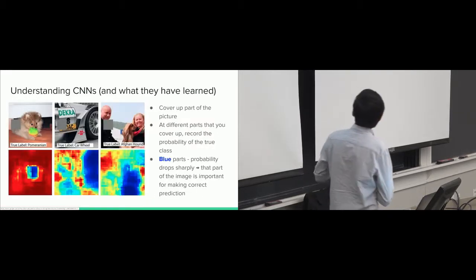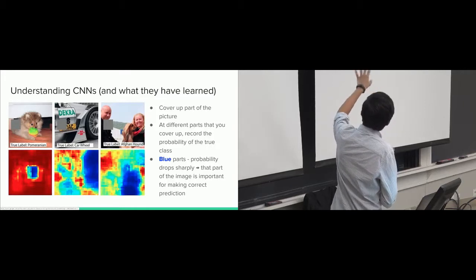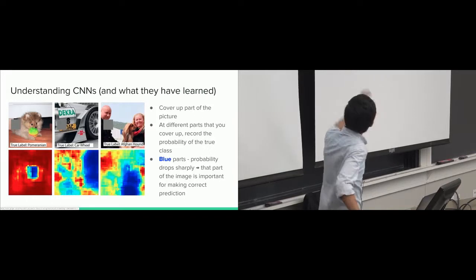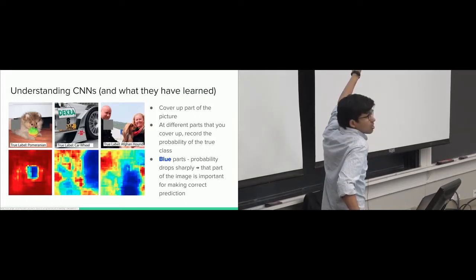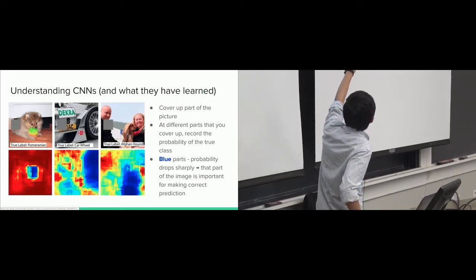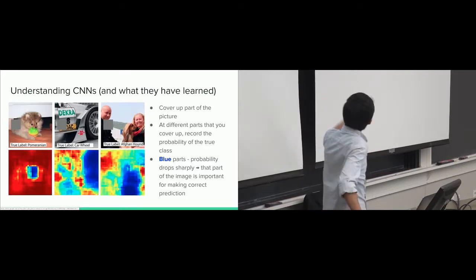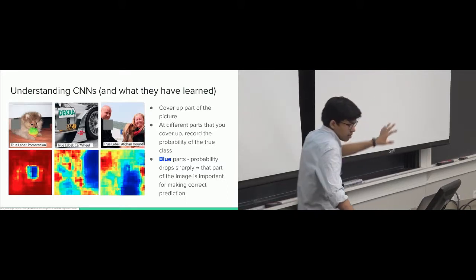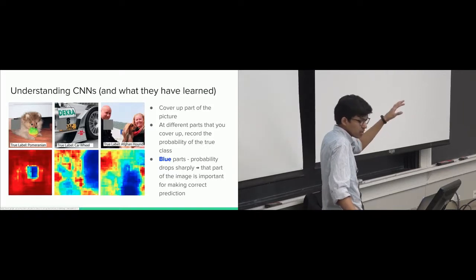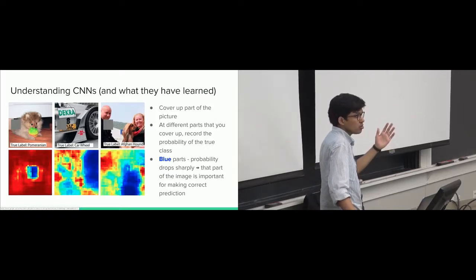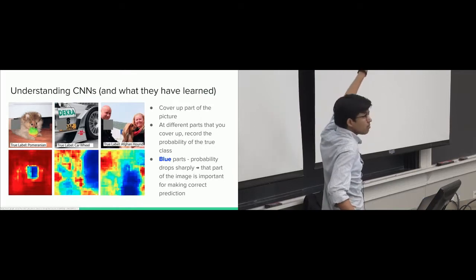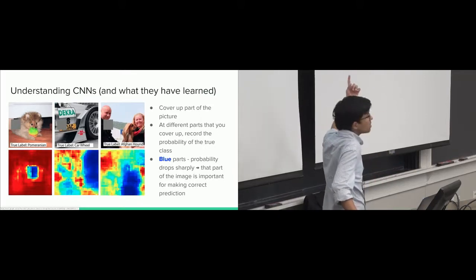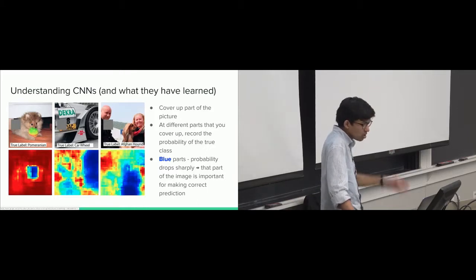Okay, so let's try to understand what the CNNs have learned. If you cover up some part of the picture, so first, this is like a Pomeranian, right? And when you cover different parts of the picture, we record the probability of the true class. So we cover up some part, pass it through the model, and see what it is trying to predict. Is it still predicting the true class or not?